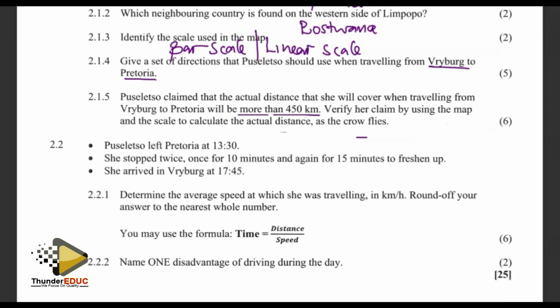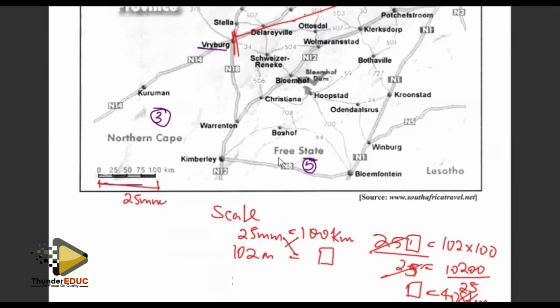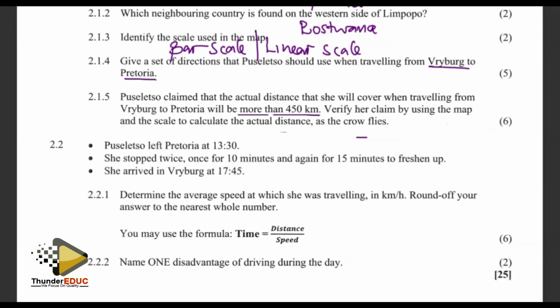Question 2.1.5. The distance is invalid. She says Pretoria will be more than 450. We've just seen that we measured the distance, 102 millimeters, and the scale: for 100 kilometers, you have 25 millimeters. What if you have 102 millimeters? How many kilometers would you have? This is what we did, and we ended up having 408. So the distance is short, it's below. So it becomes invalid.